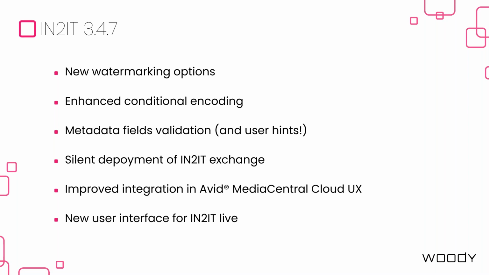So we have improved this part, and you will be able to see it at NAB. Conditional encoding as well has been improved, especially because we have more and more customers dealing with multiple frame rates in the same workflow and willing to preserve the frame rate throughout the workflow instead of standardizing everything to one single frame rate. So that's also something that will be part of this 347 release.